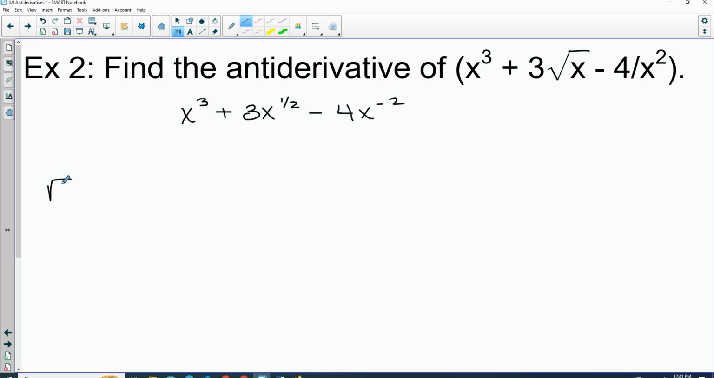So if I did my antiderivative, just like when you were doing the derivative, you went term by term and did the derivative of each term. So we do the same thing when we're going backwards. What is the antiderivative of x cubed?